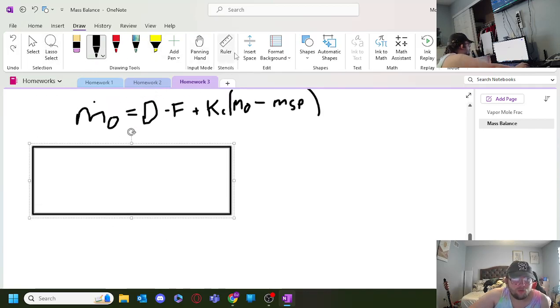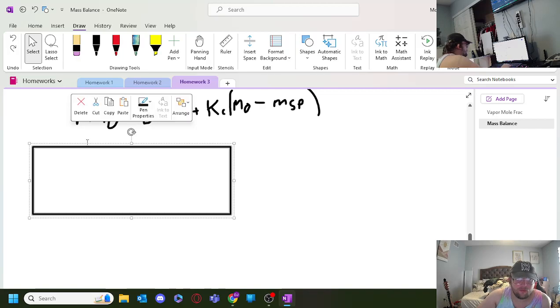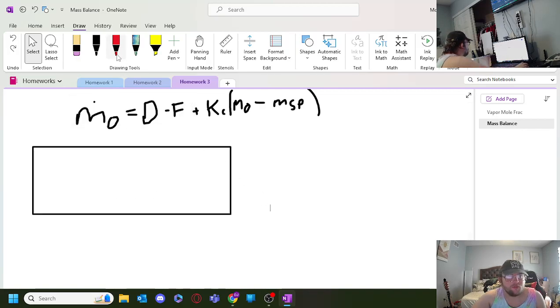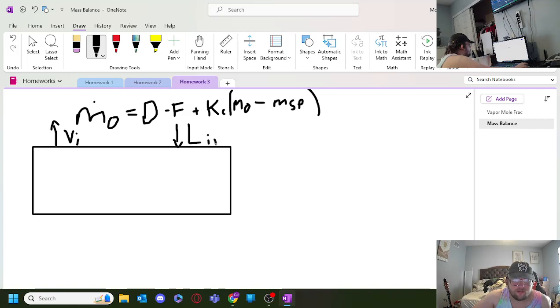So for our normal trays, what's going to happen is we are going to have vapor leave and liquid come in from the stage above, then we're also going to have a vapor come in from the stage below, and we're also going to have liquid leave the tray.